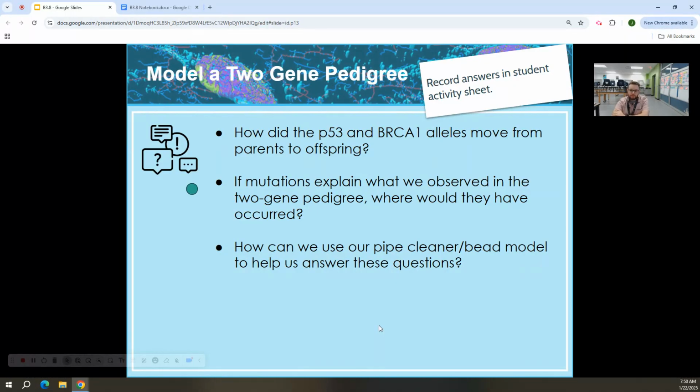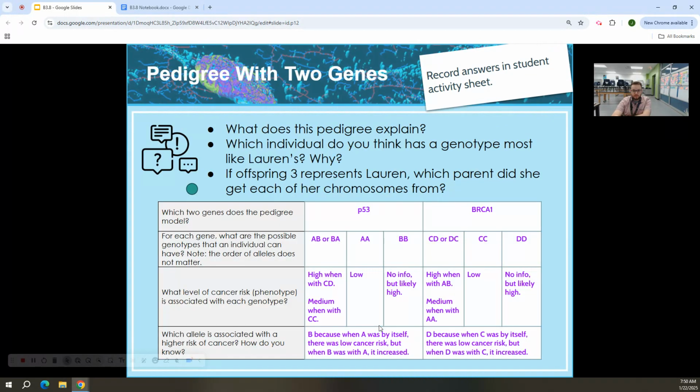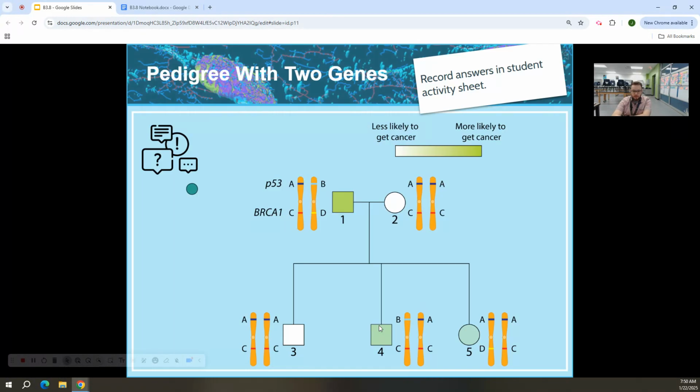So this is going to maybe throw you through a little bit of a loop. When we look at the p53 and BRCA1 genes on this pedigree, we're asking how did they move from parent to offspring? So we know each offspring gets one chromosome. Okay, so for this, they must have gotten this one here and this one here, or vice versa. It could be this one there, this one there. For this offspring, so offspring number 2 or person number 4, however you want to represent it, they got the B allele.